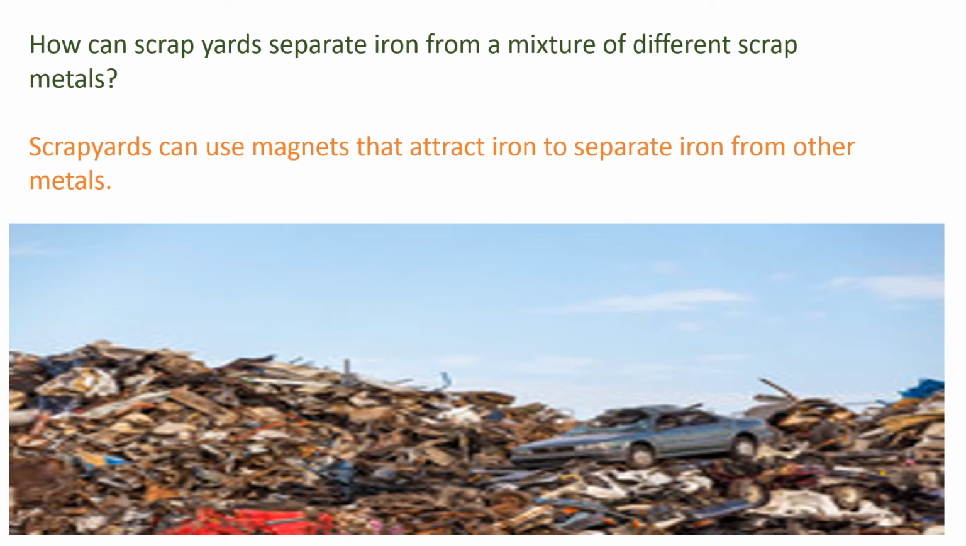How can scrapyards separate the iron from a mixture of different scrap metals? Scrapyards are like a junkyard. You can see from the picture the old machinery of cars and ships before it gets recycled. The parts which are good they save for the future, and the other parts they destroy. Scrapyards can use magnets that attract the iron to separate the iron from other metals. So in this way, in scrapyards, they use magnets to attract the iron and separate it from the other metals.